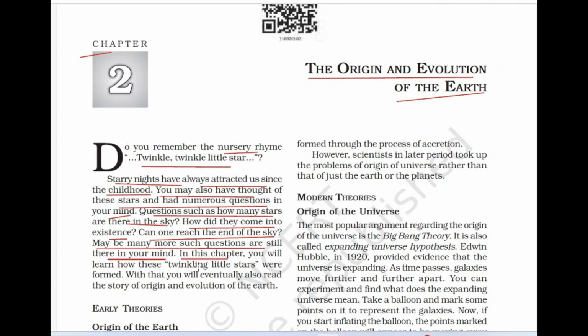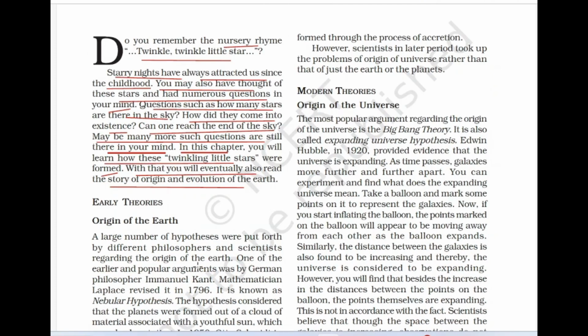In this chapter, we will learn how these twinkling little stars were formed. With that, we will eventually also read the story of the origin and the evolution of the earth.